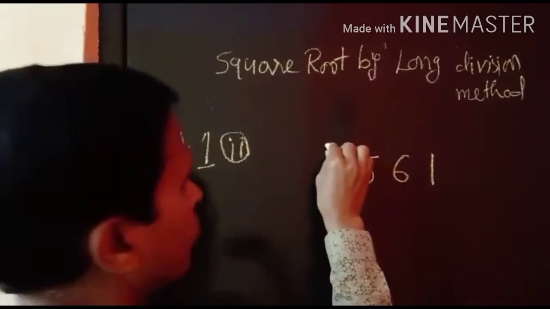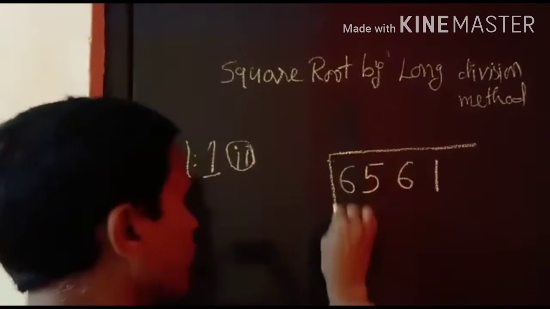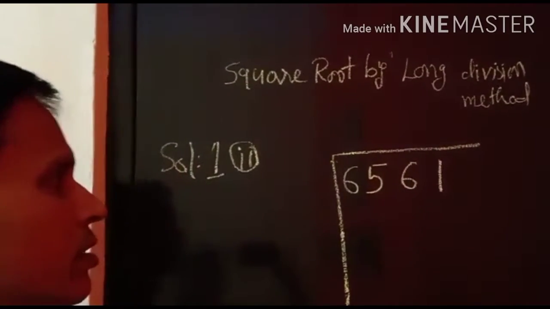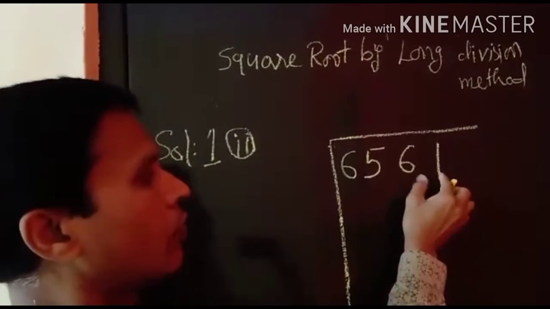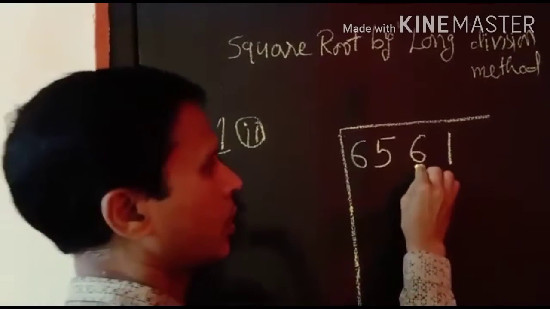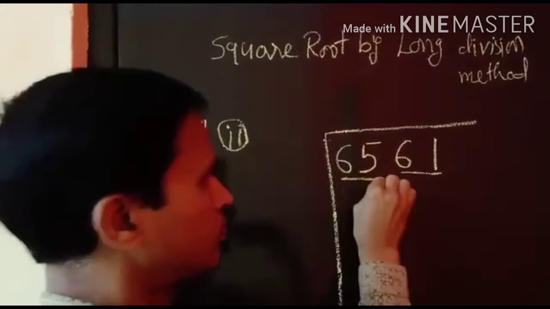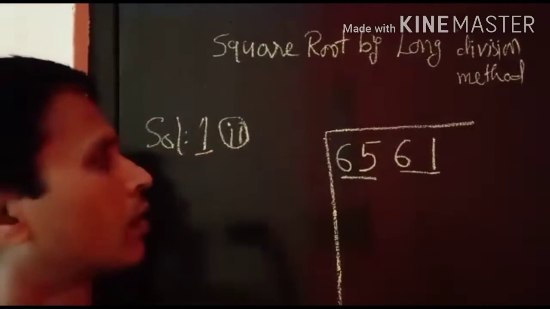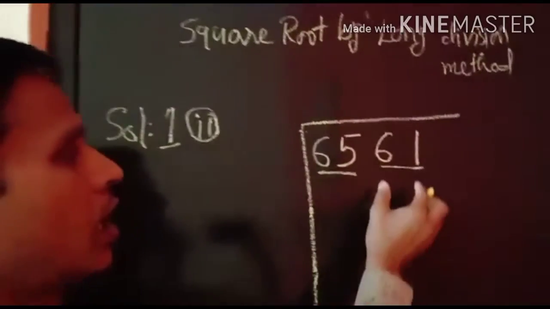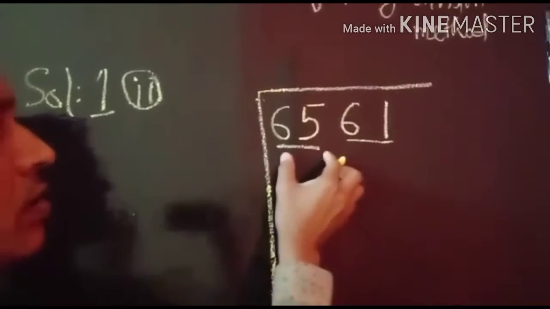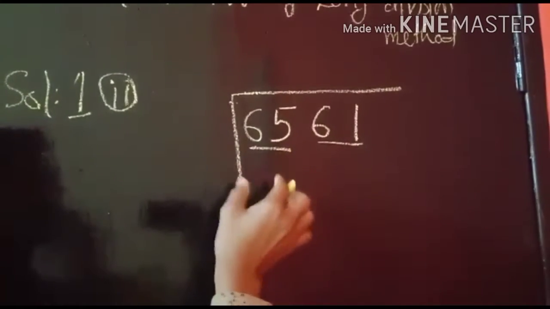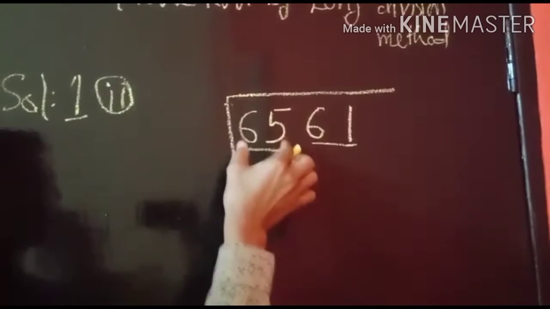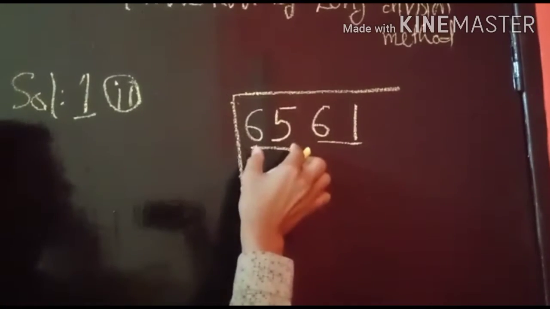First of all, we will draw a line like this and we will make groups from the ones place. From this side we will make pairs of 2, 2 in this way. These are called periods. This is the first period, this is the second period. And now we will solve period by period. First our period is 65. We have to solve for this.